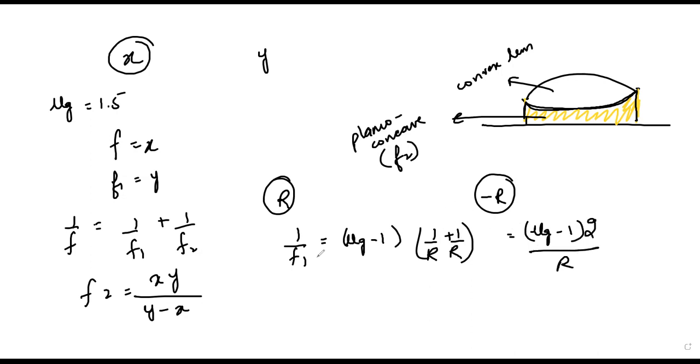So see, this is what? 1 by f1 is what? This is 1 by y. So if you put 1.5 for mu g as glass, means the refractive index of glass is 1.5, 1.5 minus 1 is 0.5, which is half. So 2 will get cancelled and the radius of curvature will be equal to y.